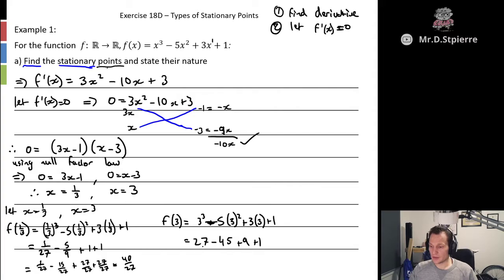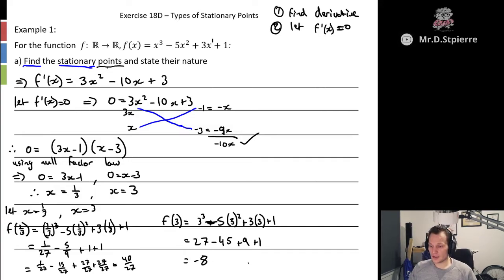Let's start the other way. 27 plus 10 is 37. Take away 45. Sorry, doing this late at night, so mental maths isn't with me. Get my brain to work. It is negative 8. Oh my god. Negative 8.